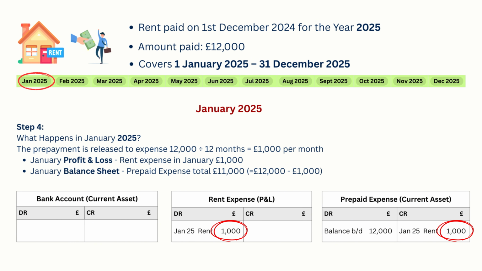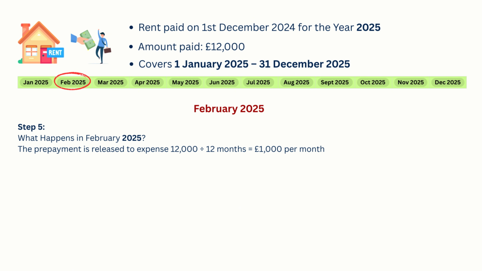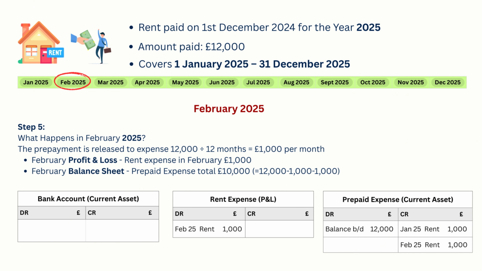It started at £12,000 and after using 1 month, it reduces to £11,000. A simple way to think about this is that we are moving £1,000 from the balance sheet into the profit and loss account. In February 2025, exactly the same process happens again. The business uses another month of rent, which again costs £1,000. So in February, the profit and loss account shows a rent expense of £1,000. The prepaid expense in the balance sheet reduces from £11,000 to £10,000.